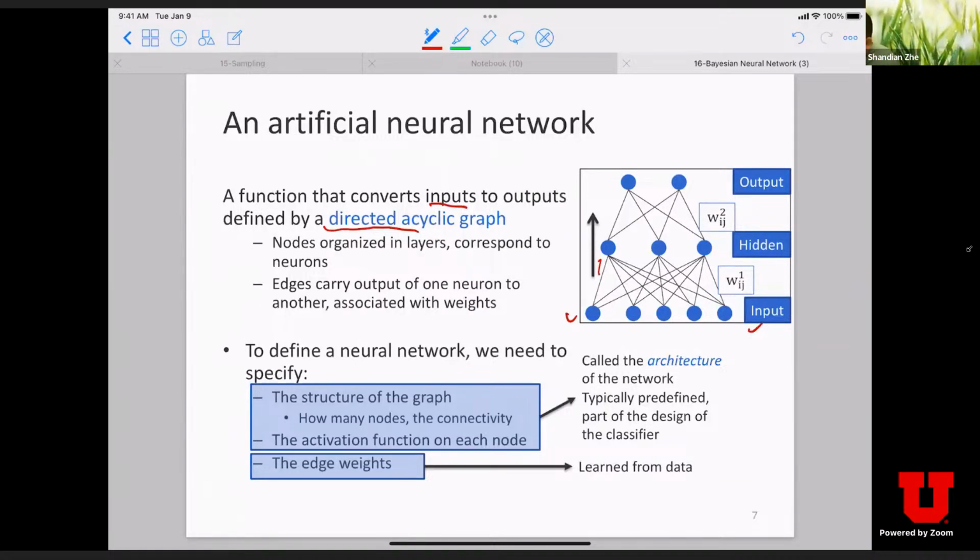To define a neural network, we need to specify first the structure of the graph, namely how many layers you have, how many nodes you have in each layer, and how the nodes across different layers connect. Then you need to specify the activation function on each node. And third, you need to specify the weights on those edges. Usually, the weights of those edges need to be learned from data. The structure and the connecting patterns of the neural network are specified during your design of the neural network. This design is also called the architecture.